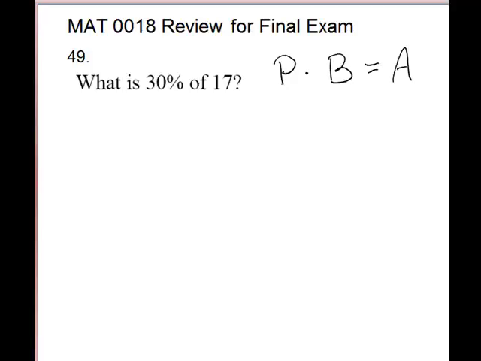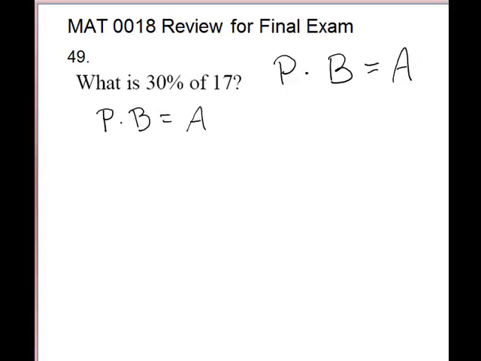P is your percent. You have to plug it in as a decimal. B is your base. It's the thing you take the percent of. A is your amount. Of is times, is equals. So for each one, I will try to plug into that formula. So what is 30% of 17? So I will write my formula.